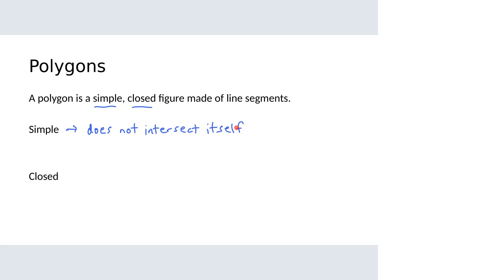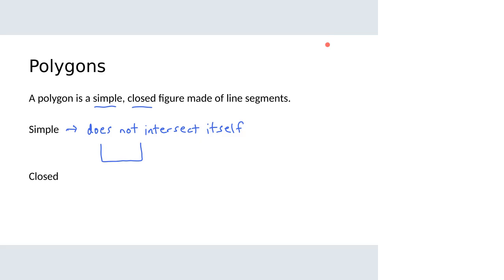If you're thinking, well, that's all well and good, but I don't know what that means. Well, here's an example of a simple figure. A simple figure could be like that. It does not intersect itself. Nowhere does that figure intersect itself.